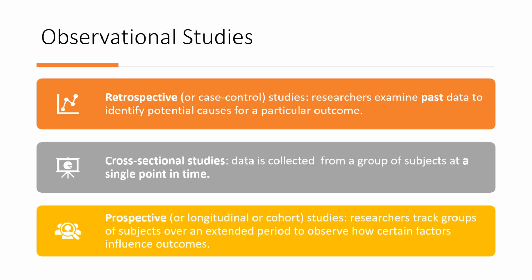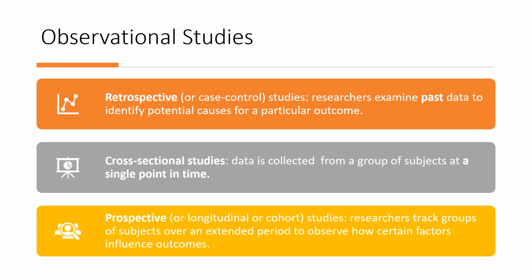For cross-sectional studies, the data is collected from a group of subjects at a single point in time. These studies are often used to measure prevalence or associations at a specific moment. For example, conducting a survey to find out how many people in a community are currently smokers and their health status is a cross-sectional study.